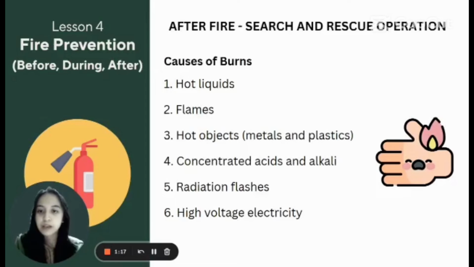Second, flames. Third, hot objects. Example is metals and plastics. Fourth, concentrated acids and alkali. Fifth, radiation flashes. Sixth, high voltage electricity.